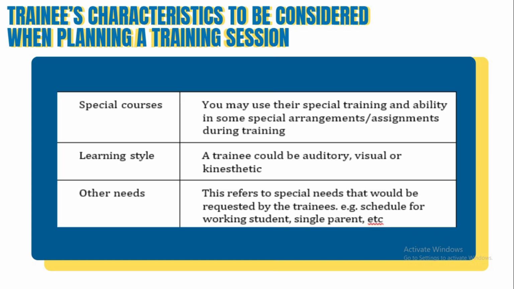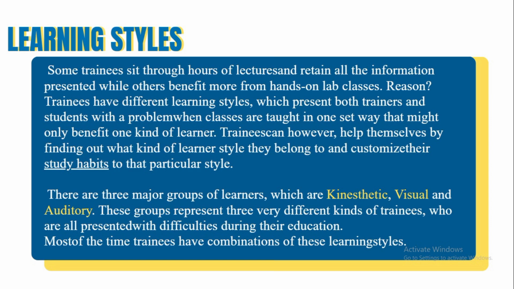And also, the last three factors we need to consider are the learner's special courses, because you may use their special training and ability in some special arrangements and assignments during training. Also their learning style, because the training could be auditory, visual, or kinesthetic. And this refers to the special needs that would be requested by the trainees, like schedules for working students, single parents, and so on. Now let's move on to the learning styles.